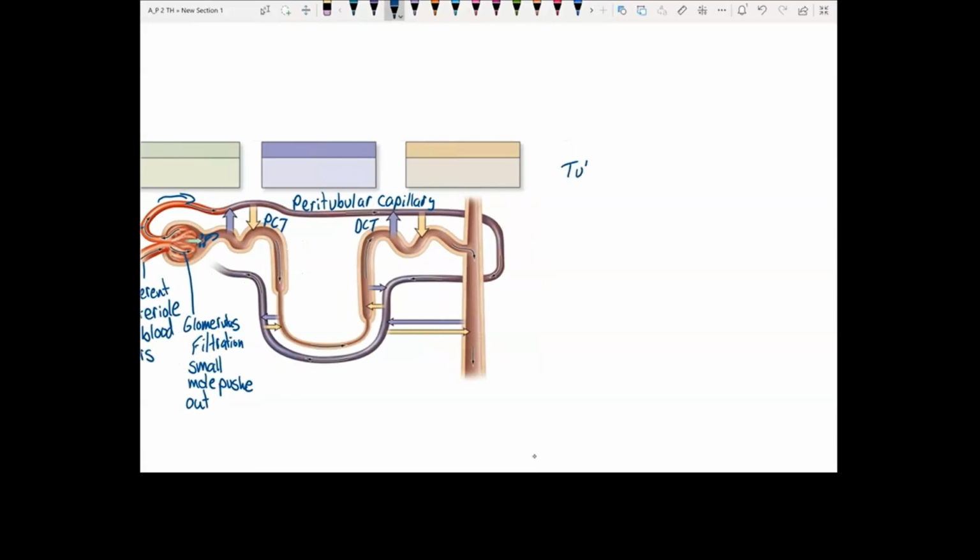So the tubular fluid, and the blood, actually, let's say the tubular fluid in the proximal convoluted tubule and distal convoluted tubule exchanges with the blood in the peritubular capillary.